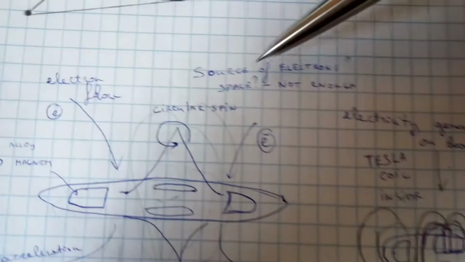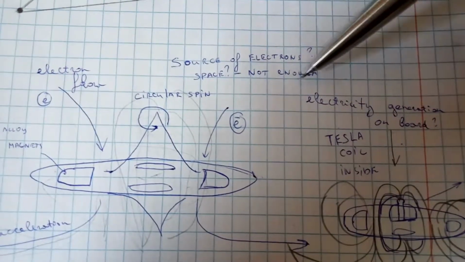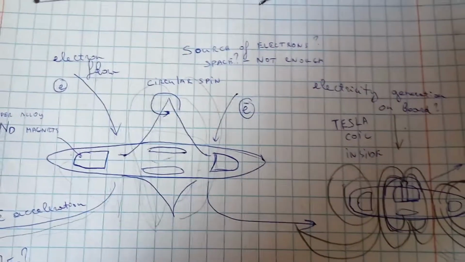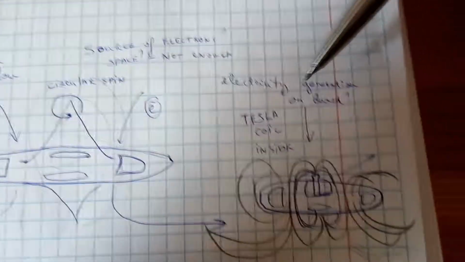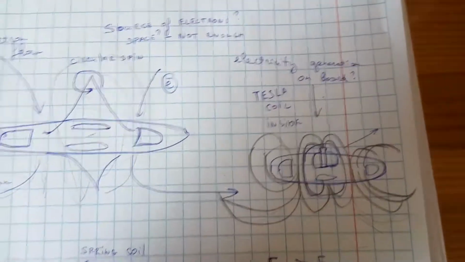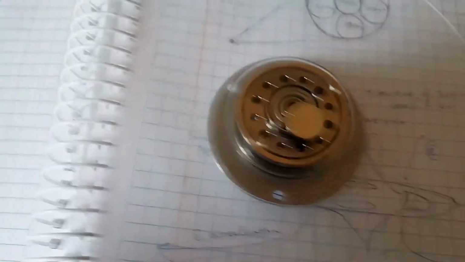Now, I was also thinking that the source of electrons could not be just space, because there is not enough, even if given that we have enough electrons in the space, it's still not enough. So I was wondering if there is something like a Tesla coil on board, or any source which could provide for that. Okay, and this is the mock-up that I have built.